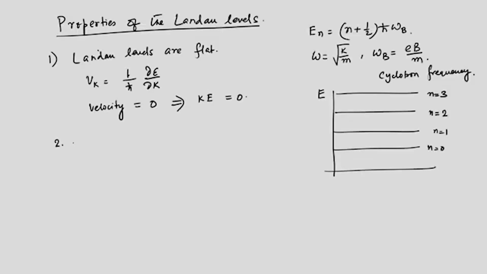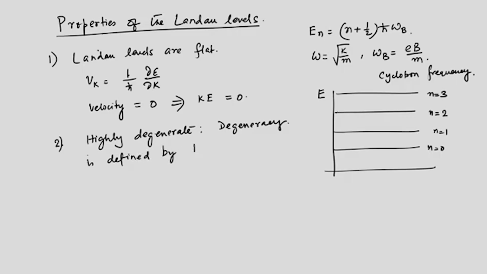The second one, let's say, is that of course they are highly degenerate, which I said, but what are the implications of that? Let us see. So it's highly degenerate, and we have said that the degeneracy is determined by the magnetic field and A, the area of the sample. So A is equal to the area of the sample.